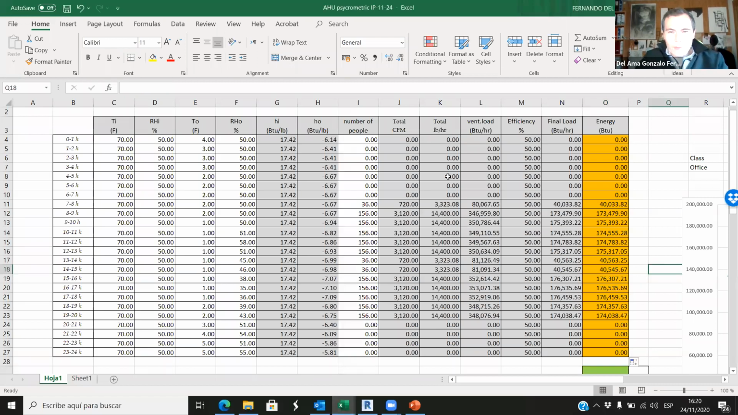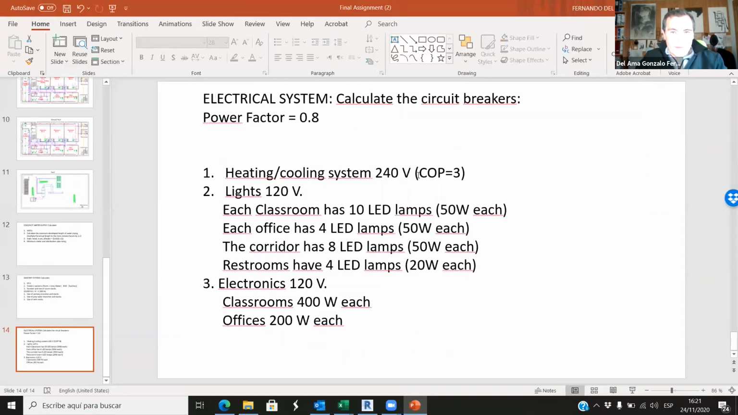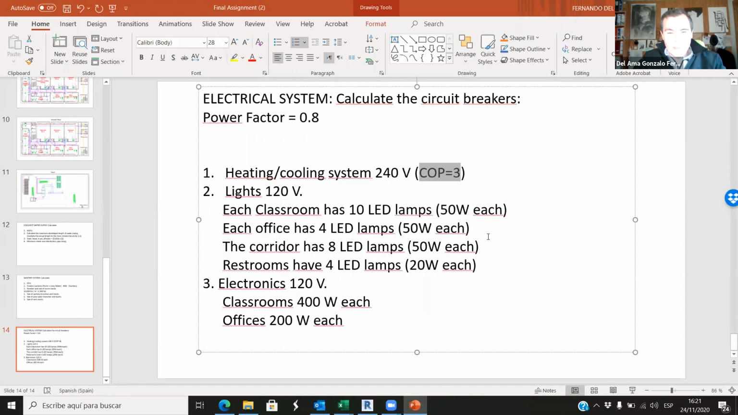So now the maximum ventilation load that we have is not in this column. It's in this column, but this is the thermal load. If we are dealing with electrical systems, we have to turn this into electrical load. And how can we do that? With the COP. Okay, so we have a heat pump, an electric heat pump, and the COP, the coefficient of performance, is the ratio between the thermal energy and the electrical energy.